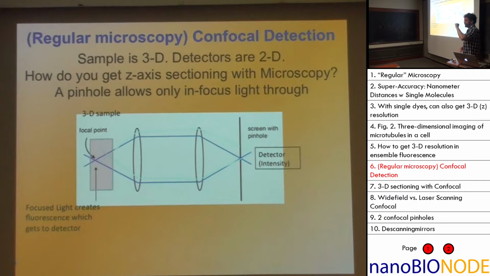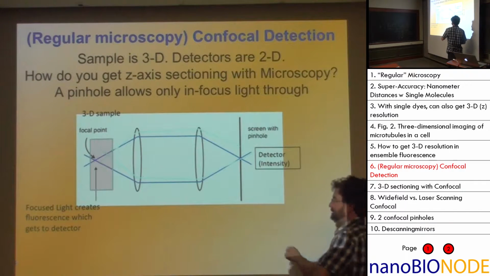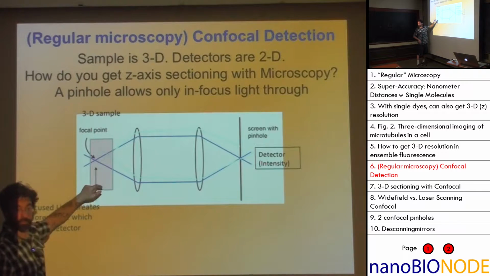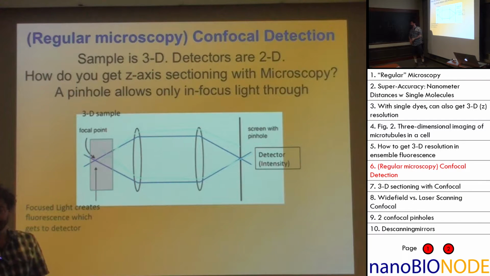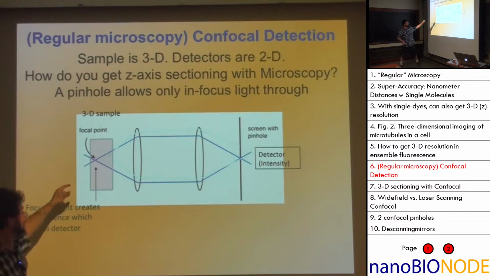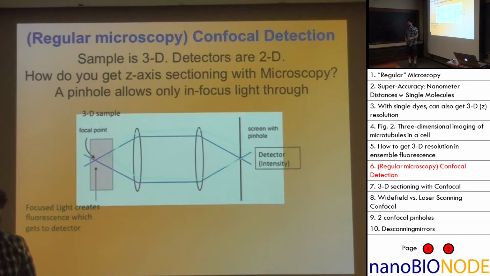If you pick a really small hole, your z-axis, in fact your xy axis also, the resolution becomes better because it's discriminating against all other objects. So, okay, let's keep going. Let's get it down really small. What's the problem?